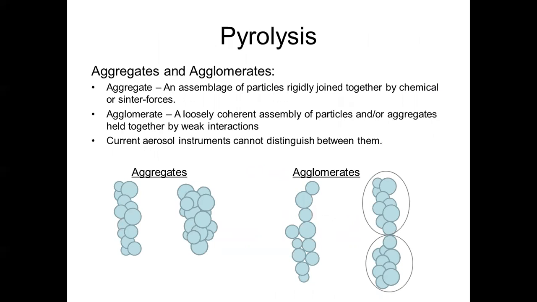So an aggregate is basically an assemblage of particles that are rigidly joined together by chemical or sintering forces. I always think about, at least in English in the US, we would refer to stones and the rocks you would have in a driveway for cars to travel over. We would call those aggregates, something that is very durable and strong.